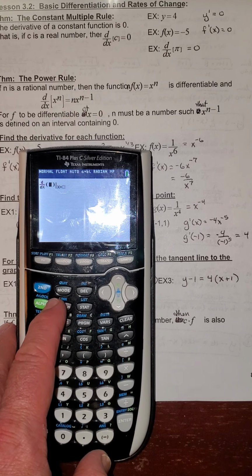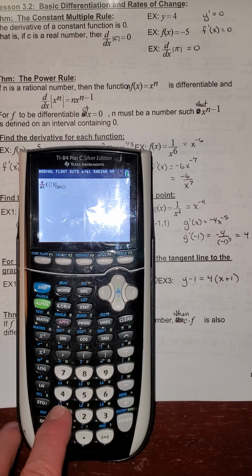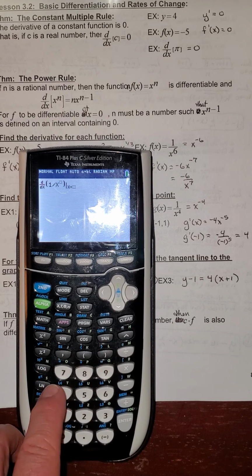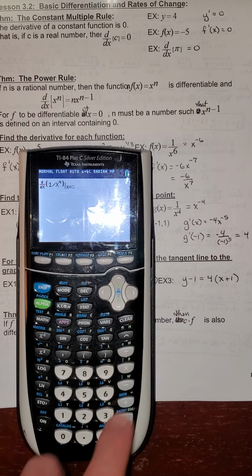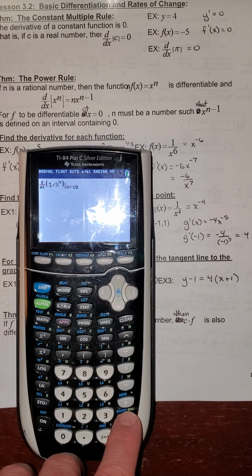Now, there's two ways to do that. One way is to actually type in the function. Okay? So you're going to put 1 divided by x to the 4th. And then what you're going to do is tell it, hey, I want to find the derivative at -1. Okay? Hit enter.